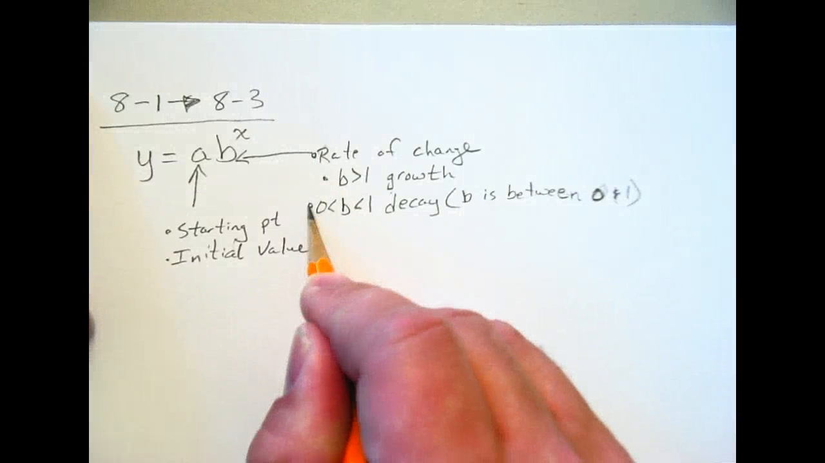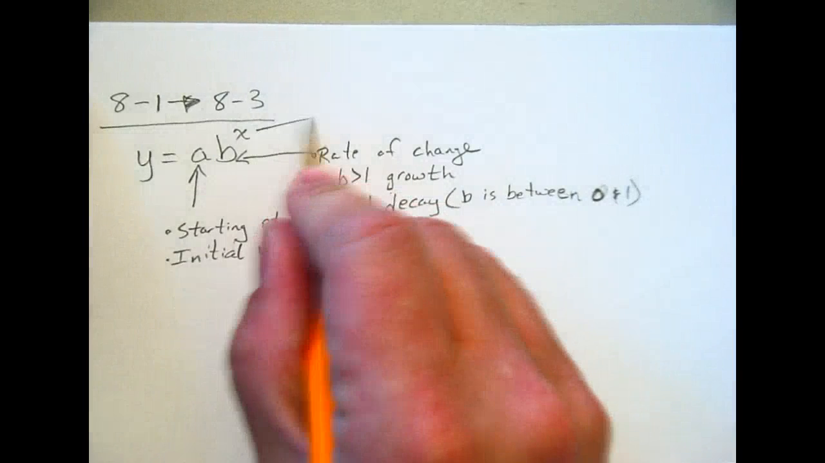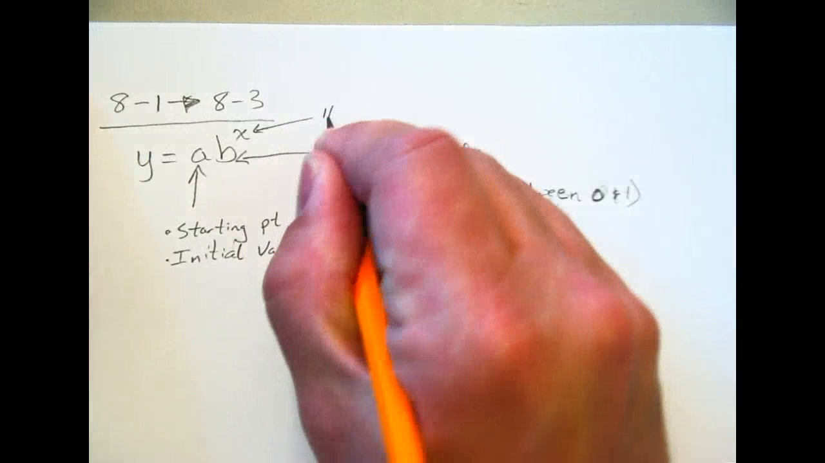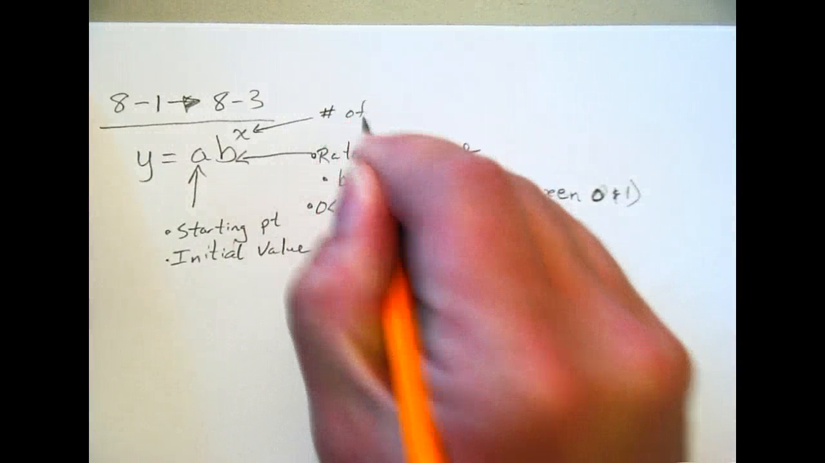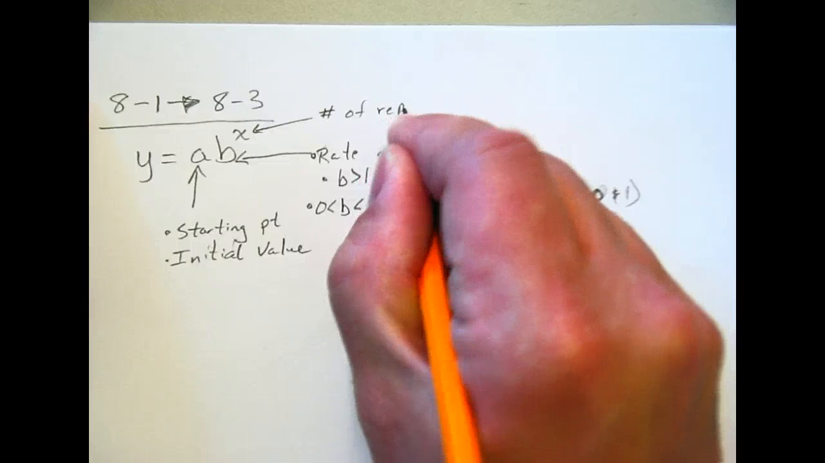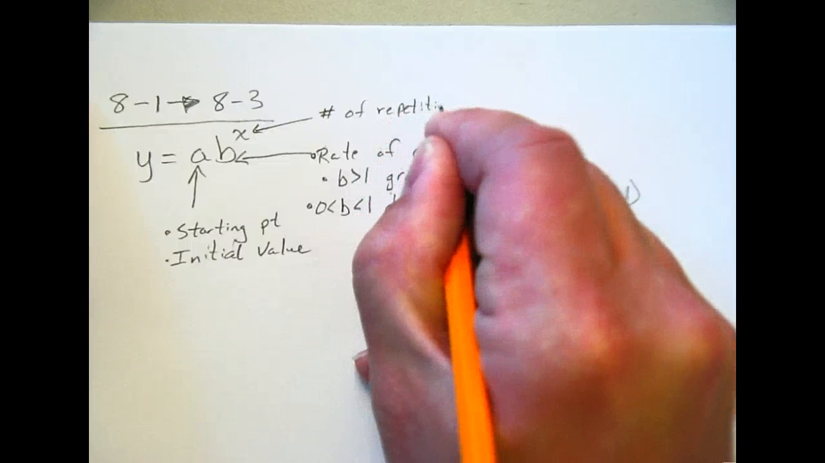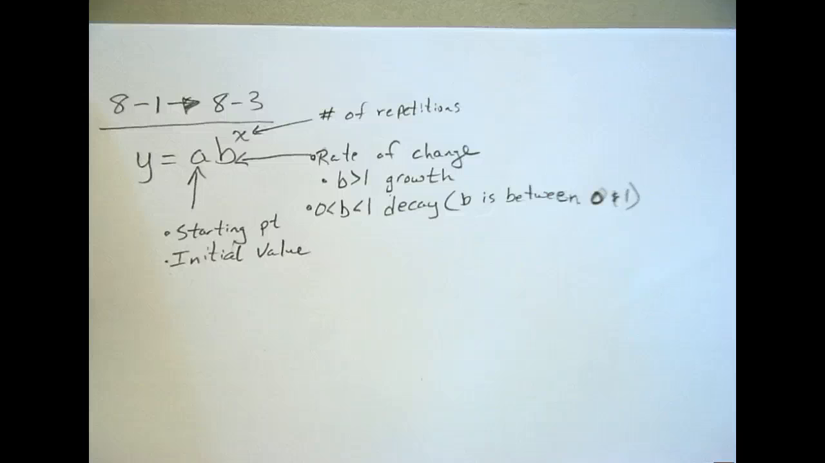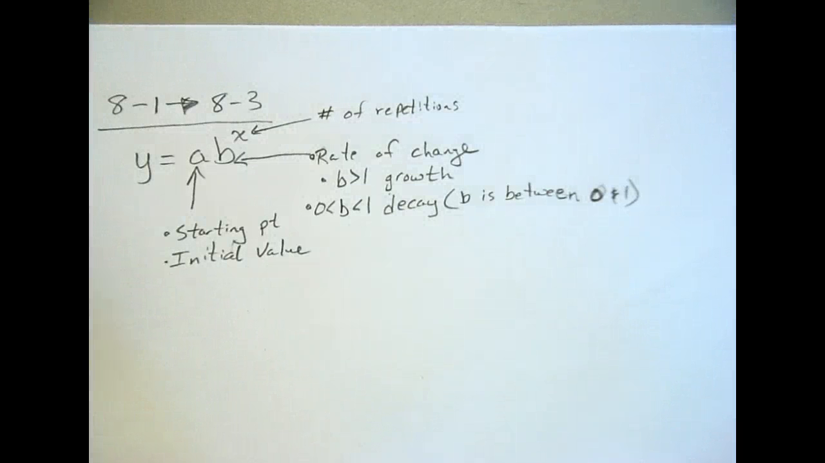So that was our formula there. X was the number of times, number of repetitions, if you want to think of it that way, or the number of times you increase something, or the number of times something compounded. And Y was your ending value.